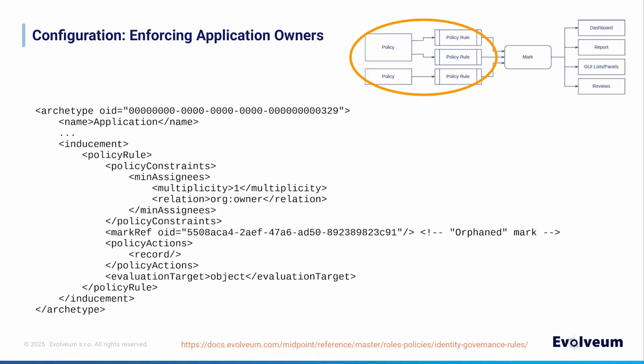That means that this policy rule is not applied to the archetype itself, it is applied to all the applications. And in this case, the policy is requesting for any application to have a minimal number of assignees, one, and the assignees should have relation owner, which means this requires that each application must have at least one owner. In case the policy rule is violated, then a mark with this OID is set. And it is the OID of the orphaned mark.